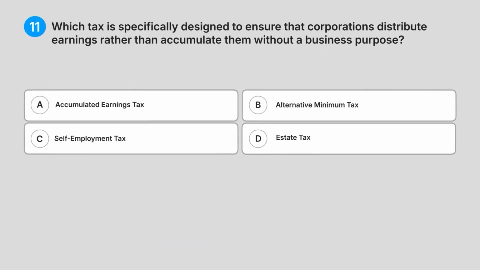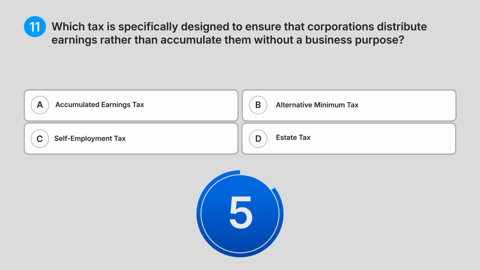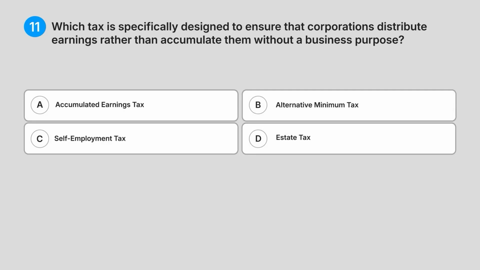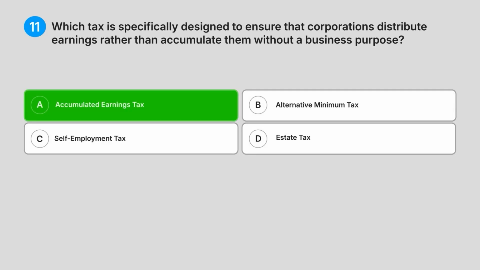11. Which tax is specifically designed to ensure that corporations distribute earnings rather than accumulate them without a business purpose? A. Accumulated earnings tax. B. Alternative minimum tax. C. Self-employment tax. D. Estate tax. What do you think is the answer? Correct answer: A. Accumulated earnings tax.